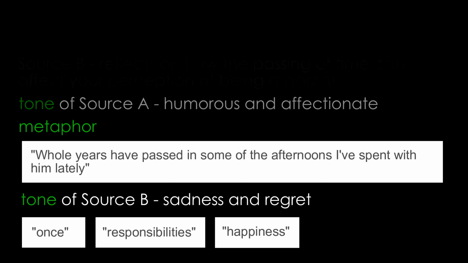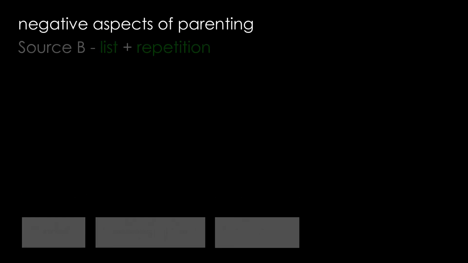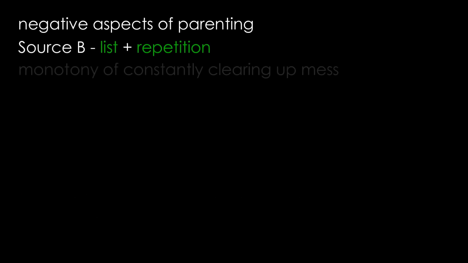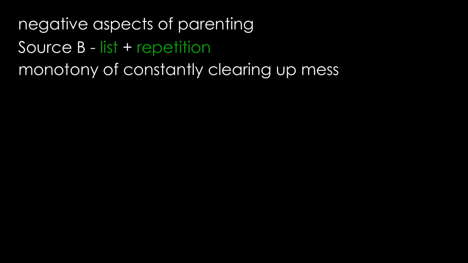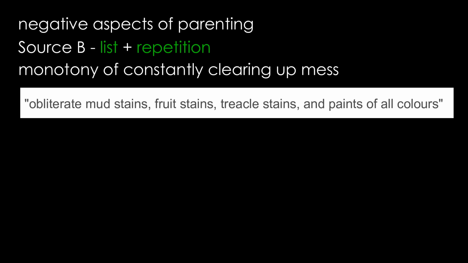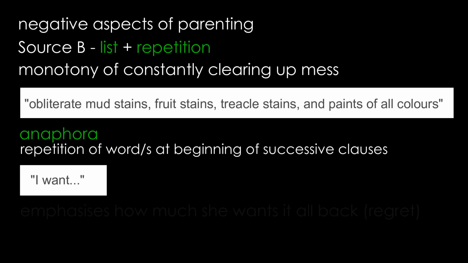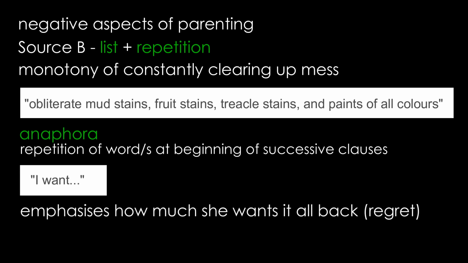Both reflect on the negative aspects of parenting. The Victorian mother uses a list and repetition to convey the monotony of constantly clearing up the mess her child makes, as she used to obliterate mud stains, fruit stains, treacle stains, and paints of all colours. But she also uses anaphora with the phrase "I want" repeated 4 times to emphasise her regret. Now he is grown, she is desperate to have all that back if it means that she could also have her child once more.